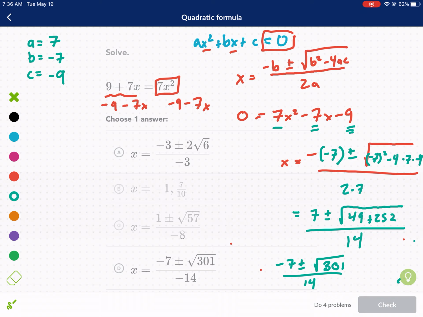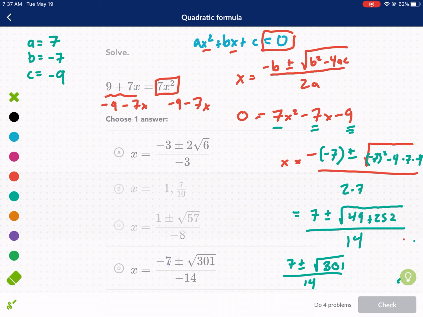Now, can we factor 301 at all? It can't be divisible by 2, but we can try some other prime numbers. It's not divisible by 3 because the sum of the digits is not. Oh, this is not negative 7, by the way. This is just positive 7. I don't know why I copied it down. My mind got incepted by this influence right here.